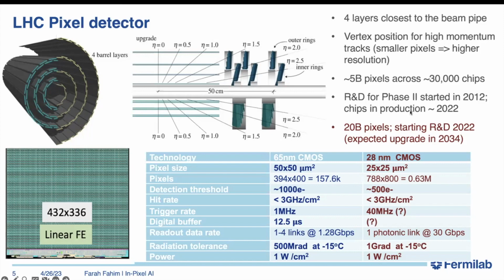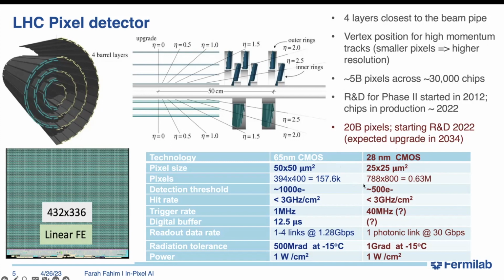Going forward for the upgrades that are anticipated in 2034, we've just started doing R&D, and we expect about a factor of 4 pixelation. So the 5 billion pixels will become about 20 billion pixels. If I compare the chip designs for phase 2 upgrades versus phase 3 upgrades, you can see that just keeping the same size or area of the chip, but reducing the size of the pixel by a factor of 4, you increase the number of pixels by a factor of 4.